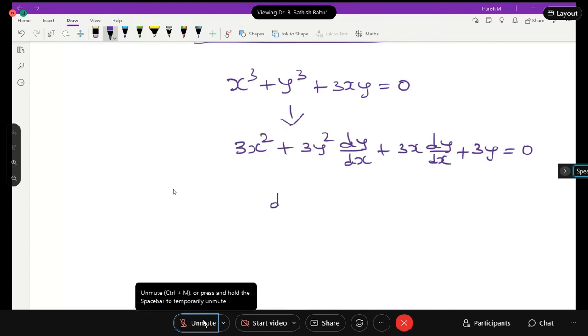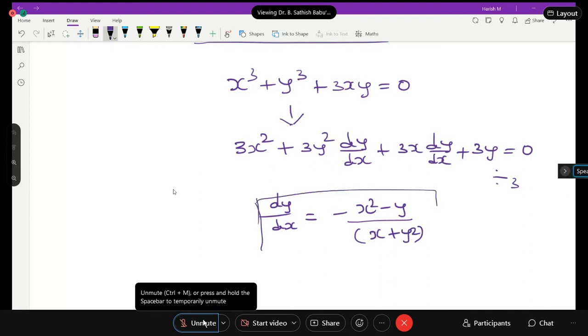Others kindly respond. Think about dy by dx now. Can we divide throughout by 3? Yes, sir. What are we going to get for dy by dx? Minus x square plus y divided by y square plus x, is it? Yes, sir. You please confirm first. If it is correct, then I will show you how exactly I can do that using partial derivatives. Is it correct? Yes, sir.